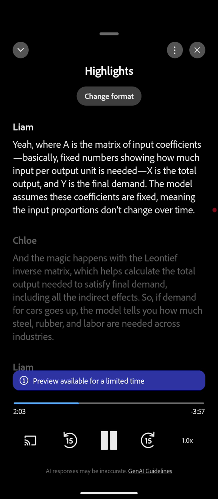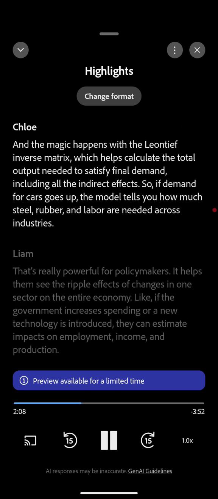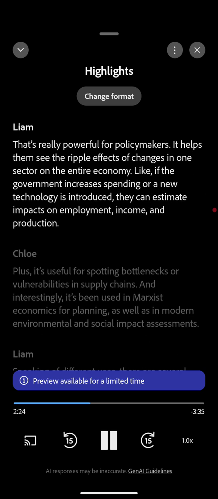The model assumes these coefficients are fixed, meaning the input proportions don't change over time. And the magic happens with the Leontief inverse matrix, which helps calculate the total output needed to satisfy final demand, including all the indirect effects. So if demand for cars goes up, the model tells you how much steel, rubber, and labor are needed across industries. That's really powerful for policymakers.